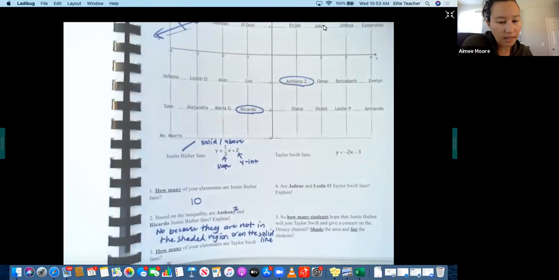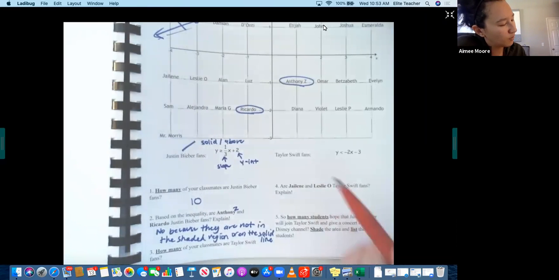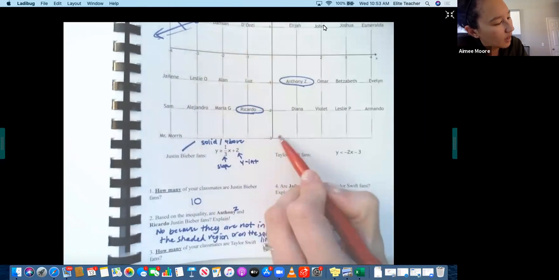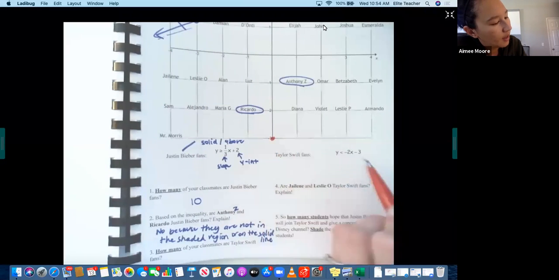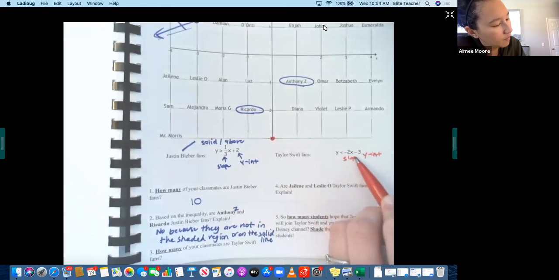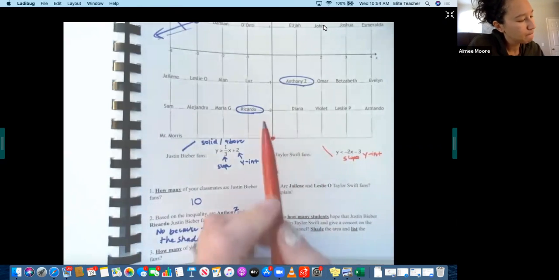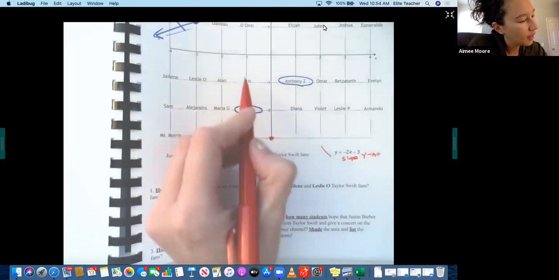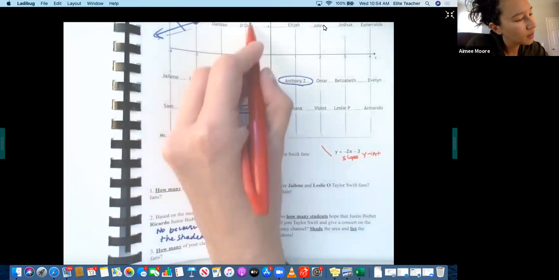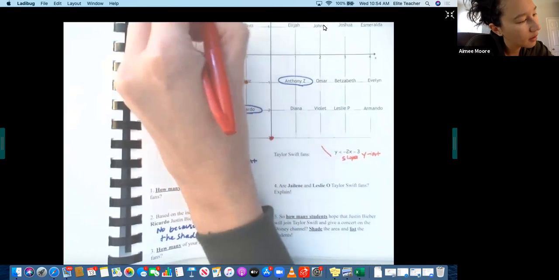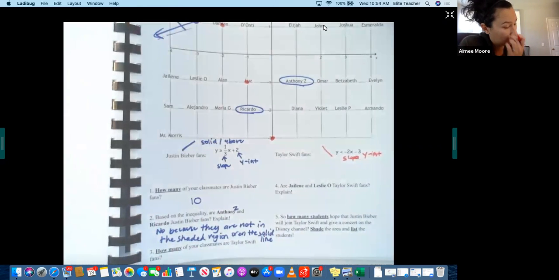Okay, then number 3 is asking about Taylor Swift fans. So let's go ahead and graph our Taylor Swift fans, which are at y is less than negative 2x minus 3. Let's go to negative 3 as our y-intercept, and then our slope is negative 2, which means our line's going down. So we'd go up 2 and to the left 1, up 2, left 1, 2, left 1.